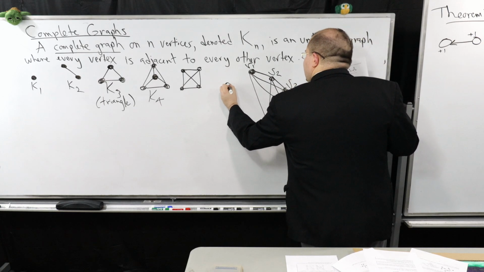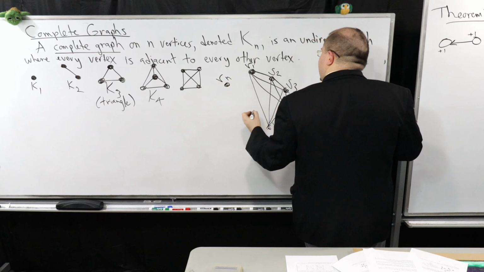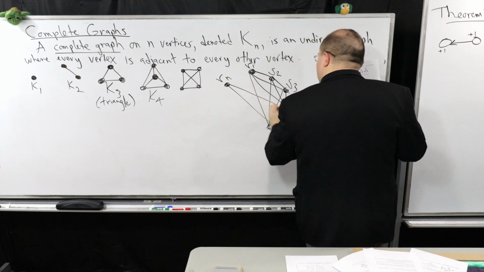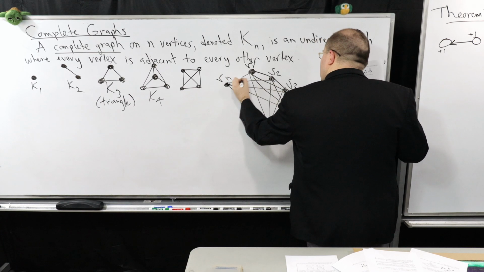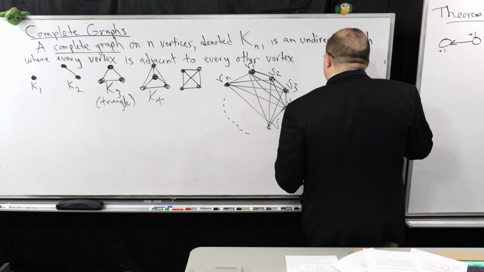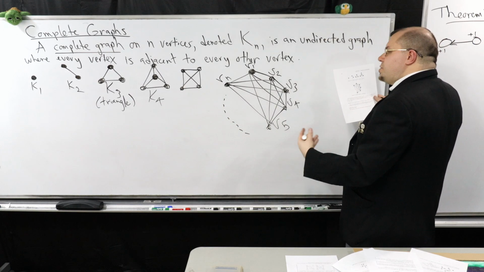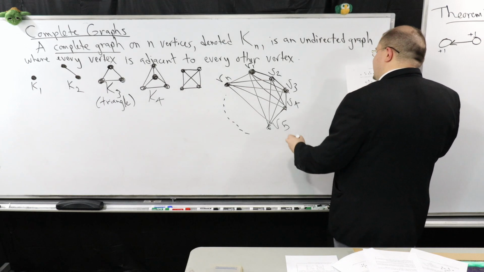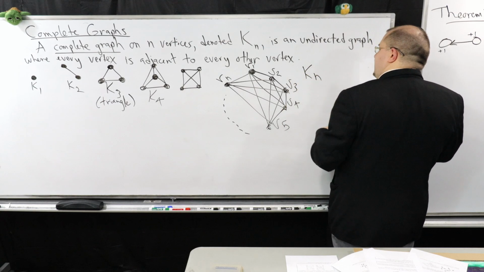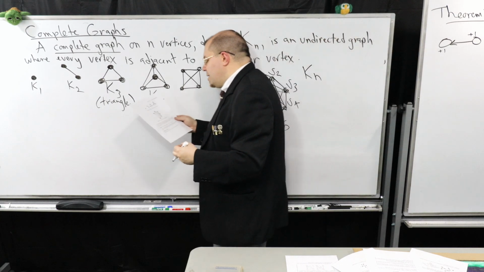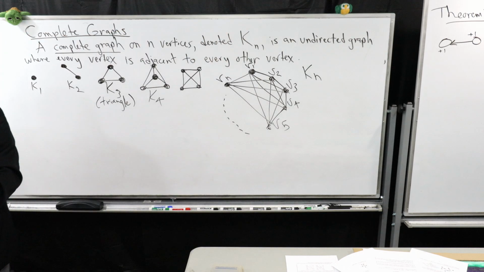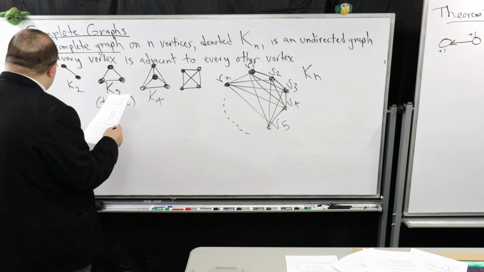Now, eventually somewhere we're going to get Vn here, which is going to be adjacent to all of these, and all the way around. So I can show you how to build Kn. This is what Kn will end up looking like for some arbitrary n. So a natural question is, how many edges does Kn have?